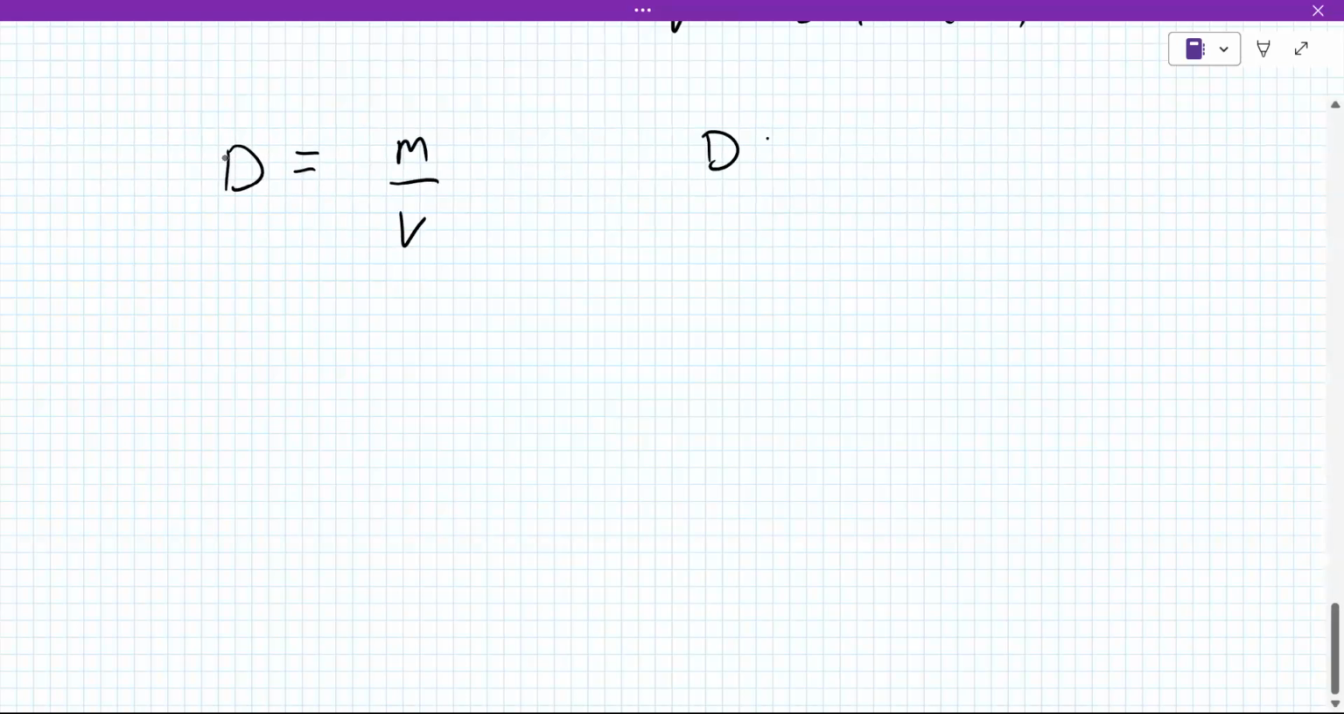Yeah. All right, so there's a very straightforward formula. Density is mass divided by volume. D stands for density. M stands for mass. V stands for volume. Can you write this down in your notes, please?